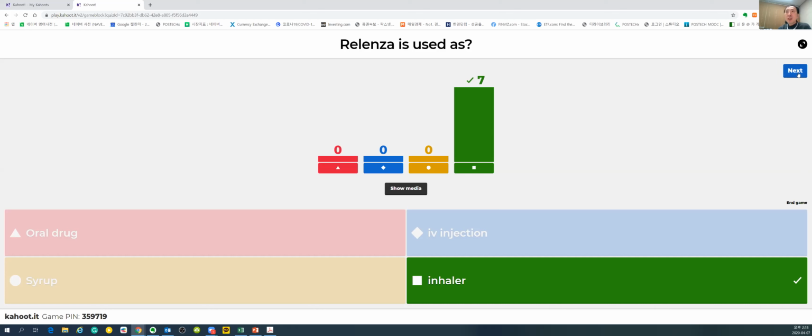So Relenza is used as a spray. Spray is not easy to use for babies, right? So that's why the inhaler, the Relenza, has some application limit over ages for the convenience and also other issues.